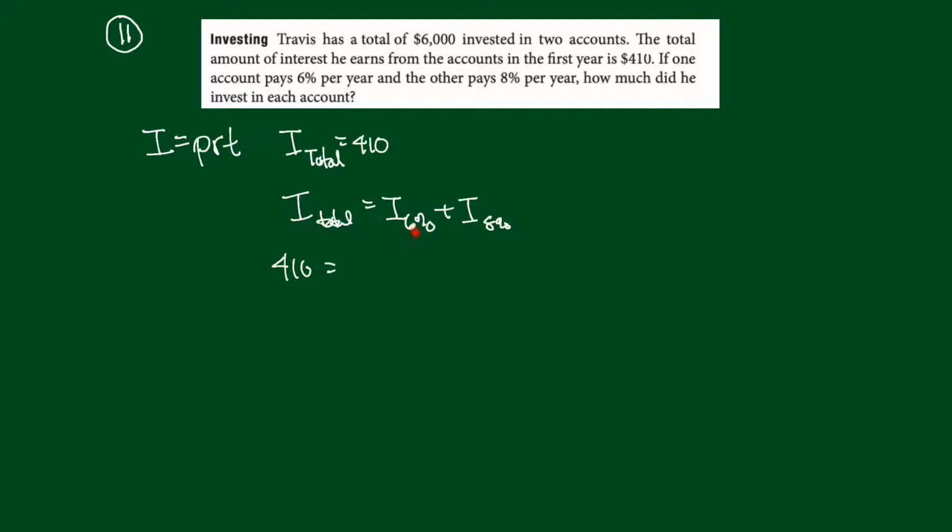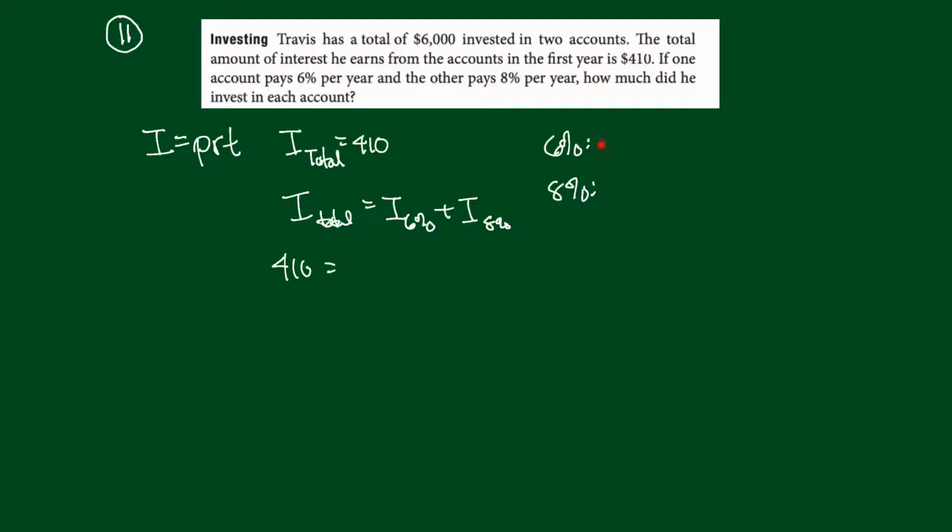Now this is at 6%, this is at 8%. So we need to find these two numbers right here. So we have two accounts. We've got one at 6%. How much in there? We don't know yet. And then one at 8%. How much in here? We don't know yet. But we can do this. What's the total amount? The total is $6,000. So that $6,000 is divided between these two accounts right here.